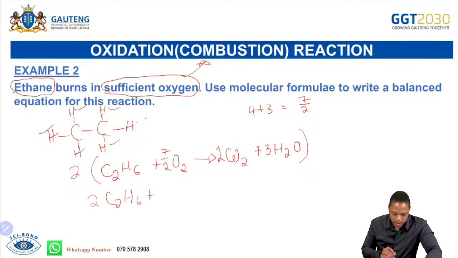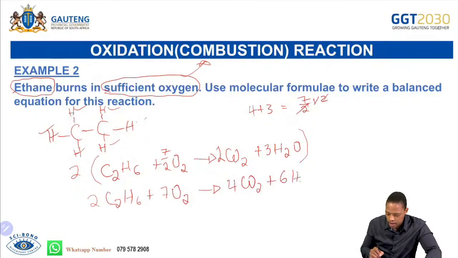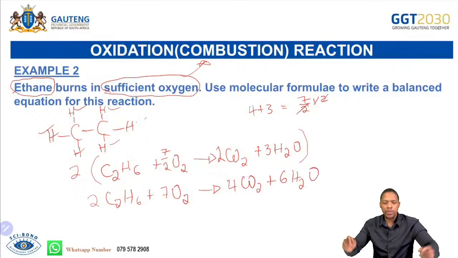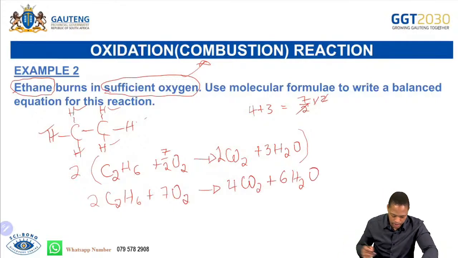2C2H6 plus, if you multiply 7 over 2 times 2, the 2's are going to cancel. Then you'll be left with 7O2. This is going to give you 2 times 2 here now. That's 4CO2 plus 2 times 3. That is 6H2O. Now it's balanced again. Very, very simple and straightforward.